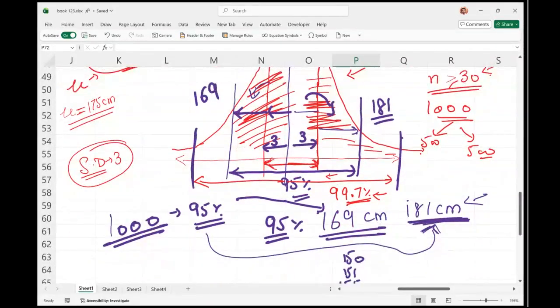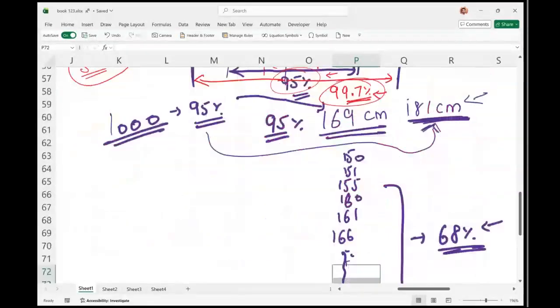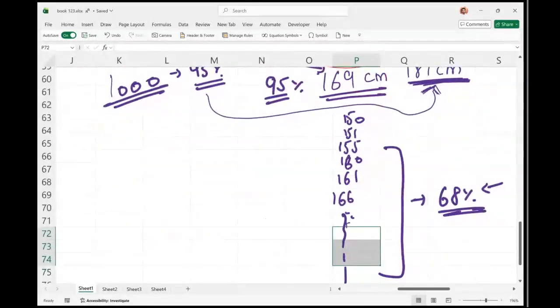So any graph which is following the normal distribution will follow these rules. The middle 99.7% of the data will lie within 3 standard deviations, the middle 95% of the data lies within 2 standard deviations, and the middle 68% of the data will lie within 1 standard deviation. So how does this data help us?